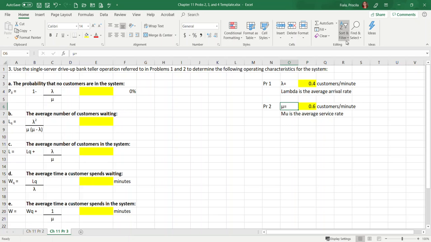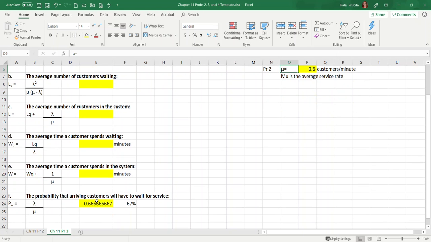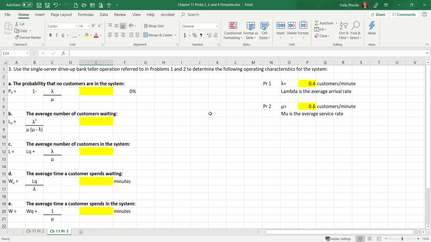So now we should have all the information to do problem 3, which is asking you to calculate the probability no customers are in the system. So it's a percentage, average number of customers waiting, average number of customers in the system, average time a customer spends waiting, and the average time a customer spends in the system. And I guess there's one more, the probability, which I already did, that arriving customers will have to wait for service, which is going to also be a percentage.